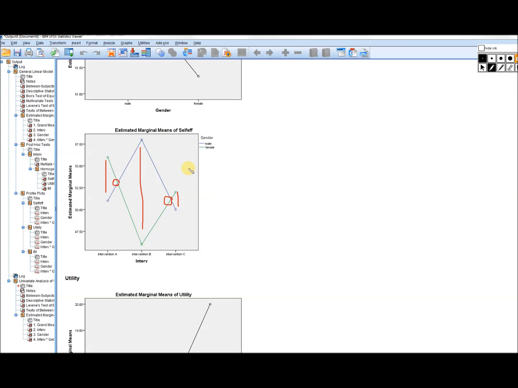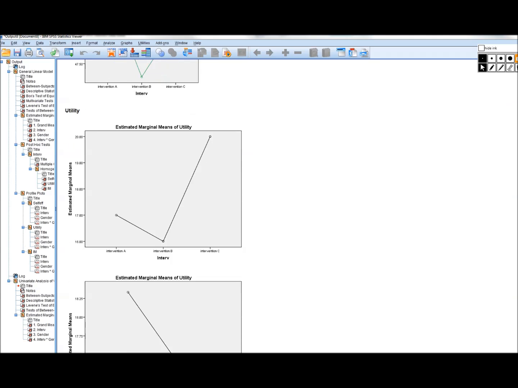If there was no interaction taking place, then essentially the blue and the green lines would be parallel. So you might have something like this for the three groups. If this was males, and this was females right here, pretend it's parallel. An interaction is reflected in lines that are not parallel to each other.